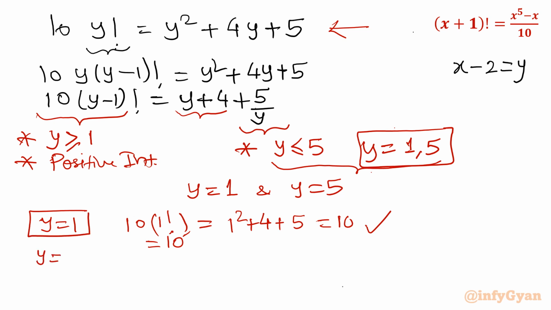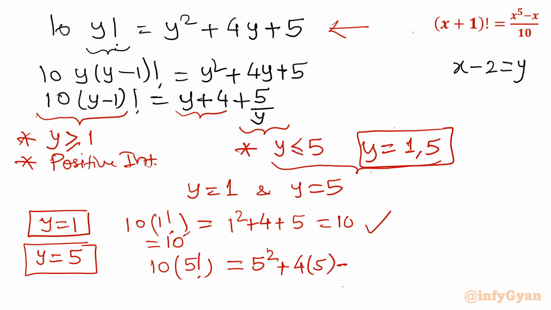Let us check y equal to 5 also. Okay, so left hand side would be 10 times 5 factorial, which is a very big number because 5 factorial is 120. So it is 1200. RHS won't match. Let us find out 5 square plus 4 times 5 plus 5. 25 plus 20, 45 plus 5, it is 50. So it is not matching. So 5 will be rejected, 1 will be accepted.